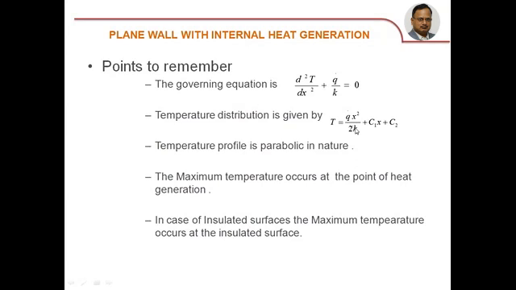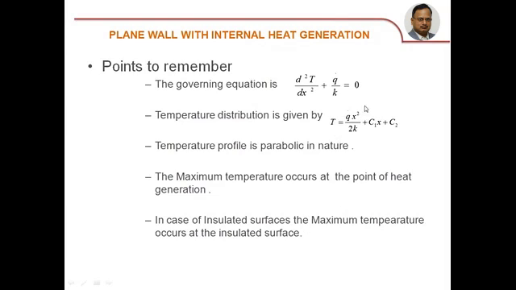And the solution is given by T equal to minus q dot x square by 2k plus C1 x plus C2. And since this is a quadratic expression, the temperature profile within the slab with internal heat generation is parabolic in nature. And the maximum temperature occurs at the point of heat generation if it is specifically mentioned. And in case of an insulated surface, the maximum temperature always occurs at the insulated surface.